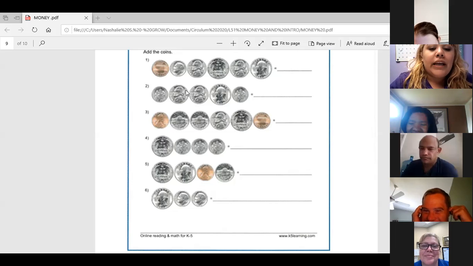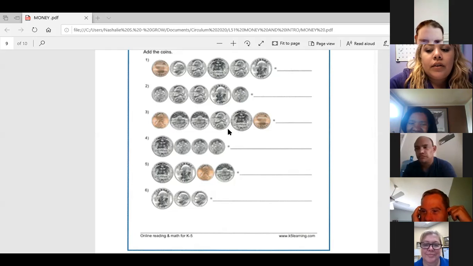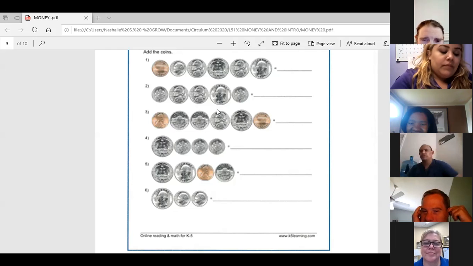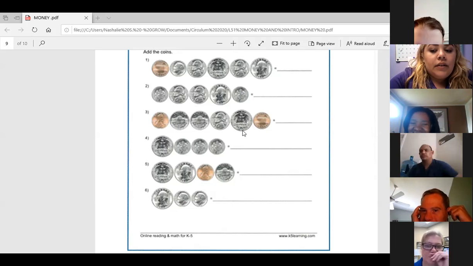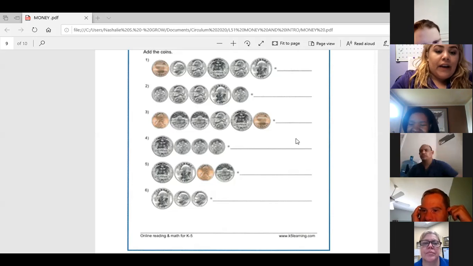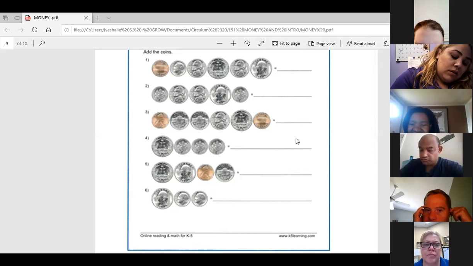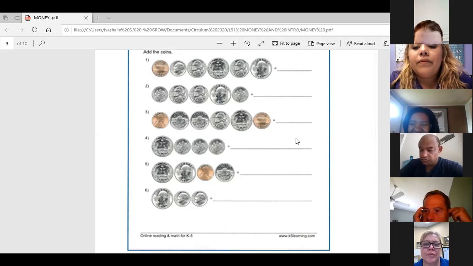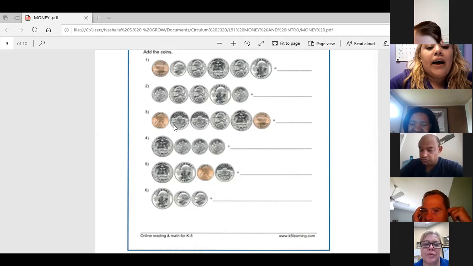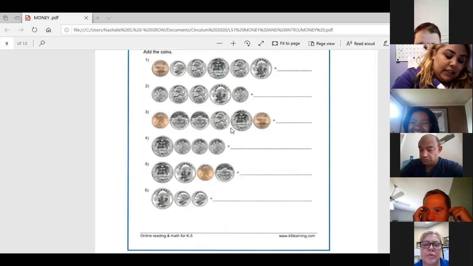All right, so number 3. So what's the biggest coin that we have and how many of them do we have? 1, 2. 1 what? Nope, let's look at it a little bit closely. Quarter. 1 quarter is how much? 25 cents. And then we have 3 nickels. Let's count it together. So 5, 10, 15.